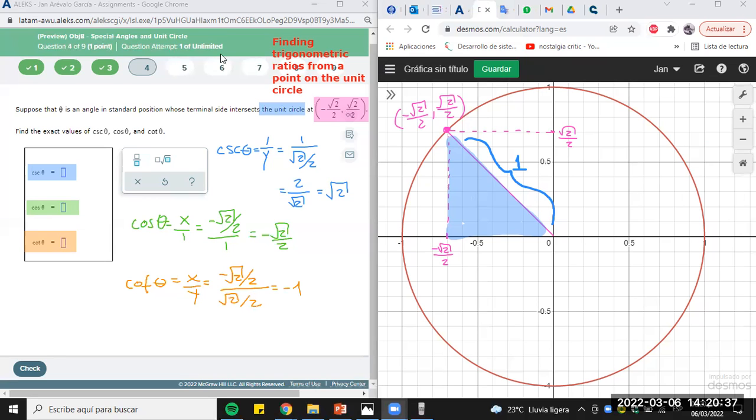All right, so those are the answers that I'm going to write down here. First division, then square root. Don't worry, I'm not going to forget about the negative, and minus 1. Check.